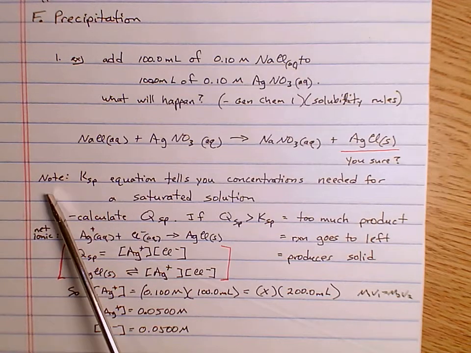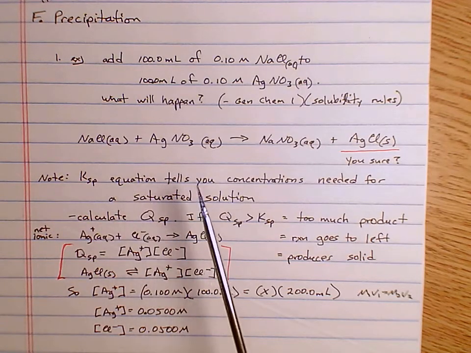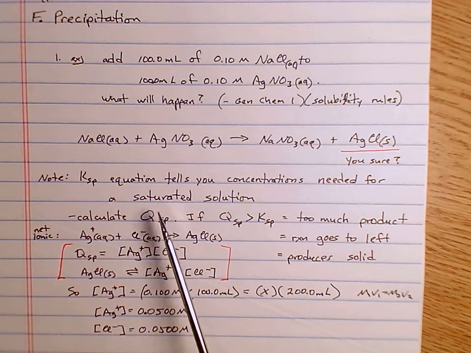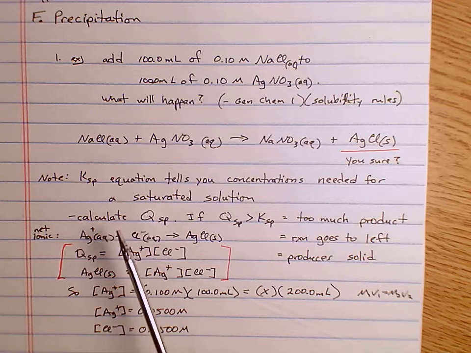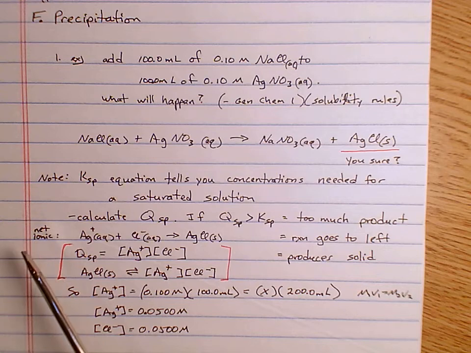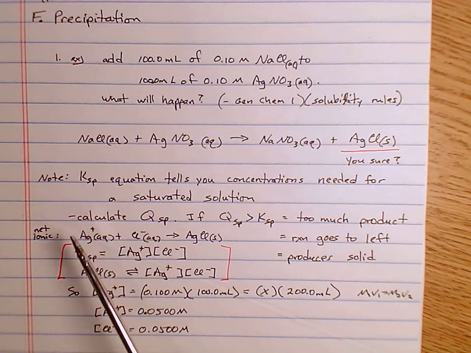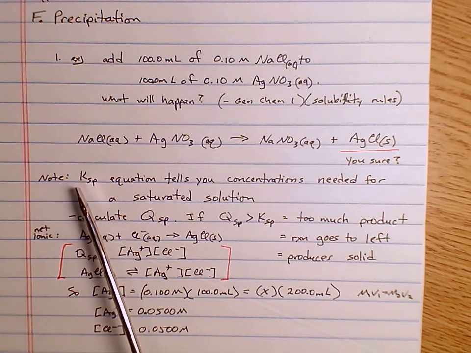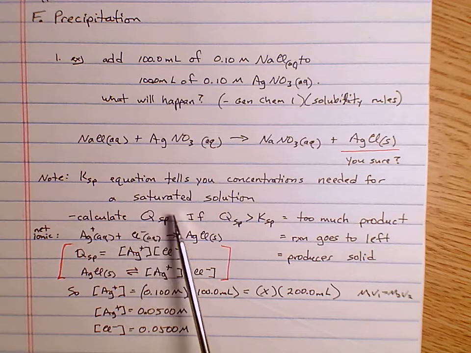Let's check that with KSP. Something to note, the KSP equation tells you the concentrations needed for a saturated solution. Remember, the KSP always has the solid in equilibrium with the ions in solution, and that means it's a saturated solution. You have to have that concentration of ion to have solid in there also. So what we're going to do is calculate the QSP, just as in the equilibrium chapter. KSP and QSP are the same equation. It's just QSP if we're not sure we're at equilibrium.